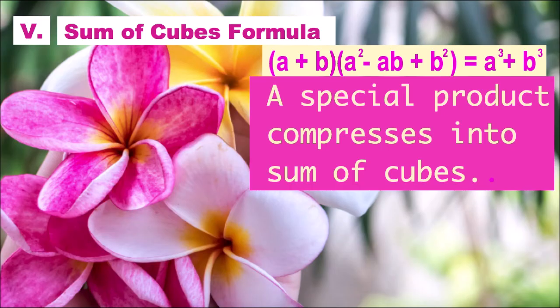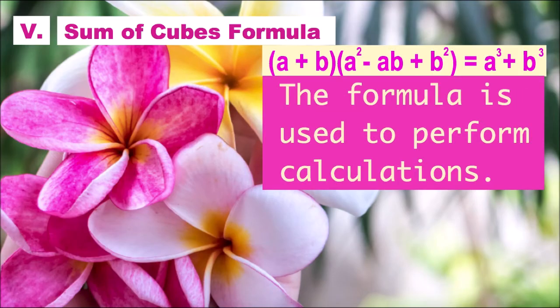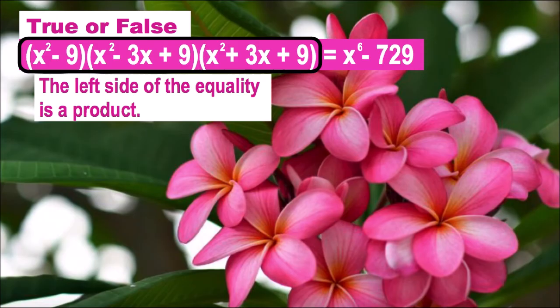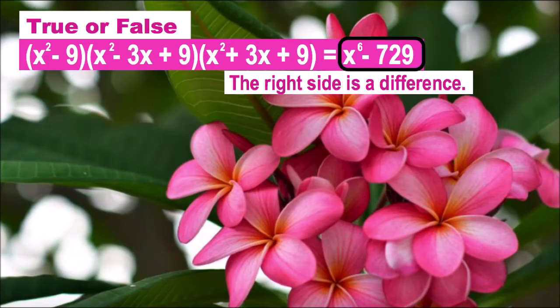Now, when we look at the sum of cubes formula in another light, we can see that a special product compresses into the sum of cubes. The formula is used to perform calculations one way. True or false? The quantity x squared minus 9 times the quantity x squared minus 3x plus 9 times the quantity x squared plus 3x plus 9 equals x to the 6th minus 729. So the left side of the equality is a product and the right side is a difference.